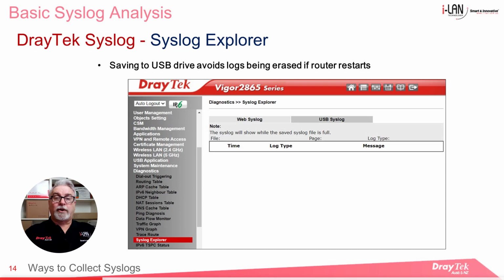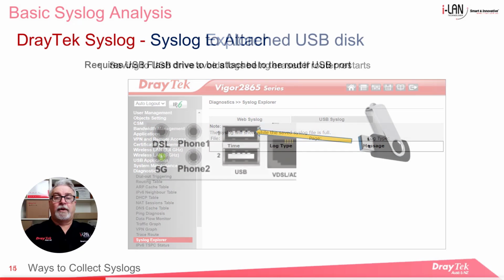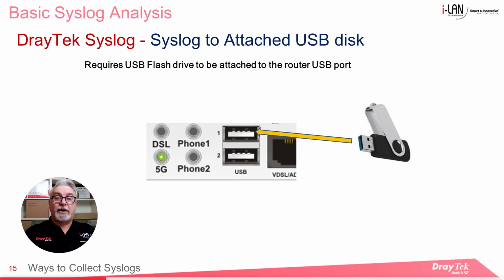To avoid the log files being erased if the router restarts, you can save the logs to an attached USB flash drive. This is selected by clicking on the second tab in the Syslog Explorer menu. You will of course need to connect a USB drive to one of the USB ports on the router. Many people might find this method of saving syslogs more convenient because it doesn't require setting up a dedicated syslog server on a PC like the first method I mentioned. The syslogs can be captured over a long period and new daily log files are created automatically.